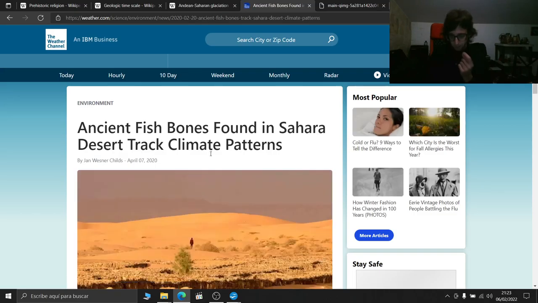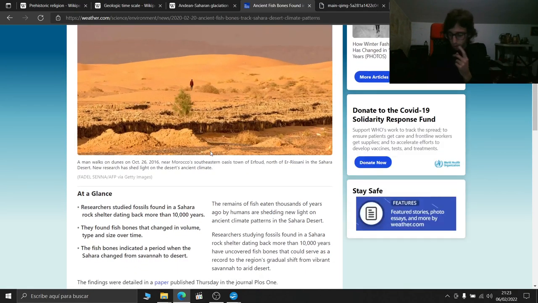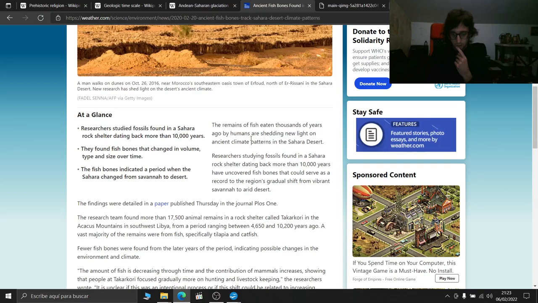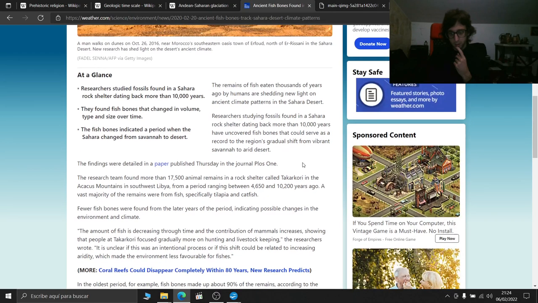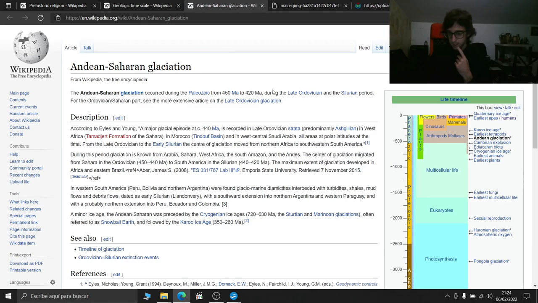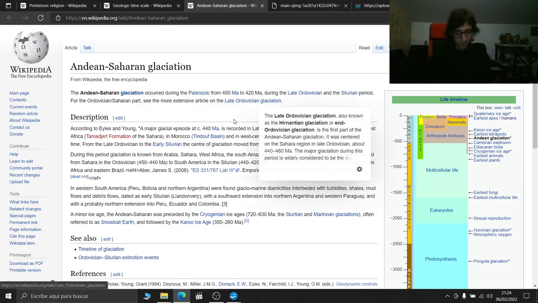I don't remember if I read it or I watched it in a documentary. But the remains of fish eaten thousands of years ago. Researchers studying fossils found in a Sahara rock shelter dating back more than 10,000 years have uncovered fish bones that could serve as a record of the region's gradual shift from vibrant savanna to arid desert. Well, it's not a very surprising discovery. I mean, the continents were changing all the time.